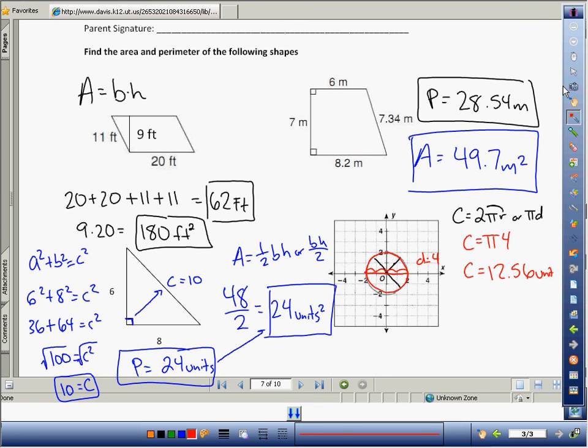Whoops. Apparently my InterWrite did not like that. There we go. Units. Alright, so that's my perimeter, or my circumference in this case.